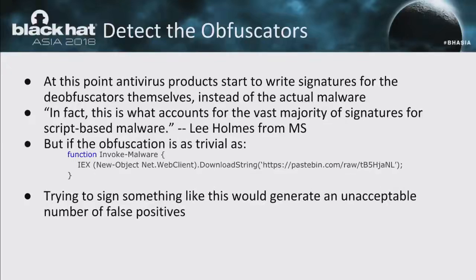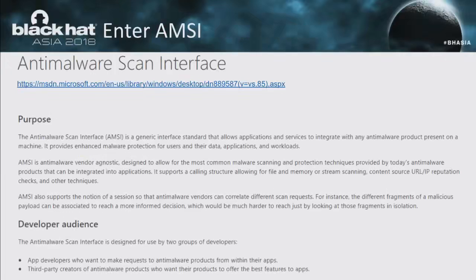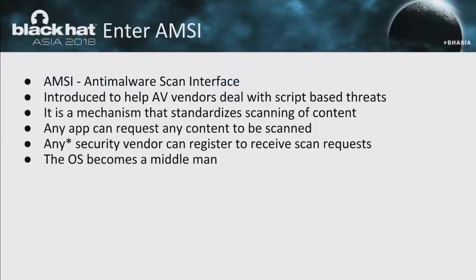Now, if we have an obfuscation as trivial as the one we saw before, which is here again, then trying to create a signature for something like this would generate an unacceptable number of false positives. At this point, the Anti-Malware Scan Interface, AMSI, enters the picture. There's a long text on MSDN that describes the purpose of this. I'm going to save you the trouble of reading it, and I'll explain. AMSI was introduced to help AV vendors deal with script-based threats.